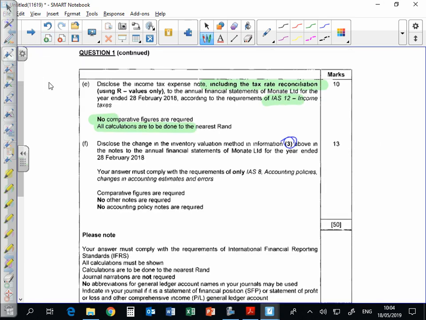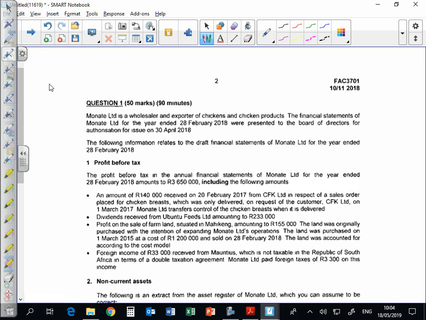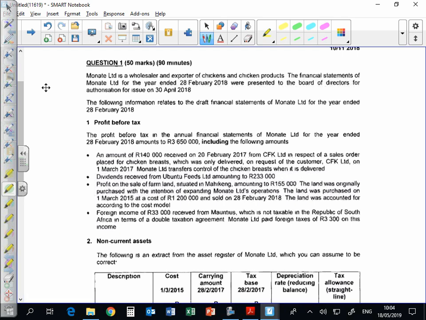Right, so we've got more or less what our answer needs to look like. Let's go through the information from the top. Right, Manante Limited is a wholesaler and exporter of chicken and chicken products. The financial statements of Manante for the year ended 28 Feb 2018 were presented to the Board of Directors for authorization on the 30th of April 2018. Right, so any date between those two, 30 April 18 and 28 Feb 18, would be an event after our reporting period that would either be adjusting or non-adjusting.